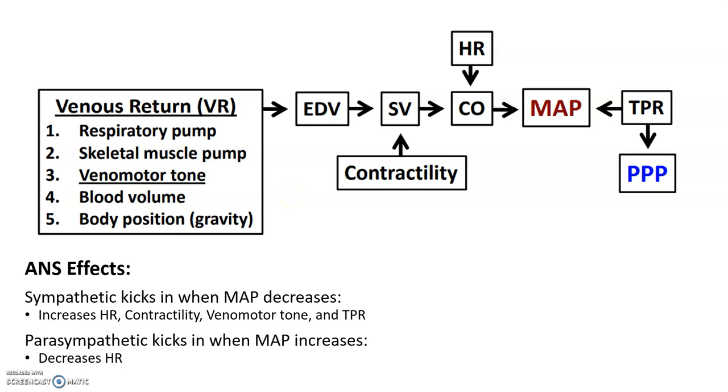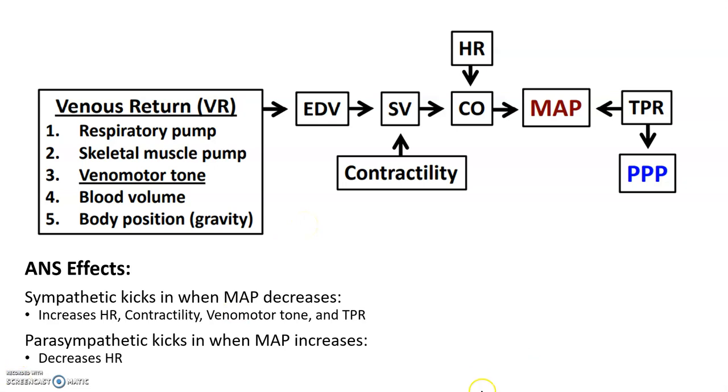The parasympathetic nervous system kicks in when mean arterial pressure increases. So if our pressure is high, then that's when the parasympathetic kicks in, and the way that it attempts to bring MAP back down to normal is by affecting the heart rate by decreasing it.